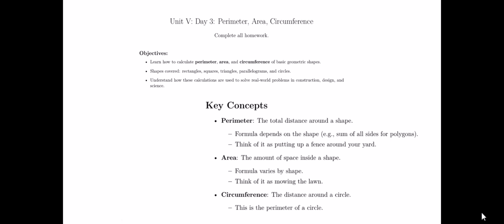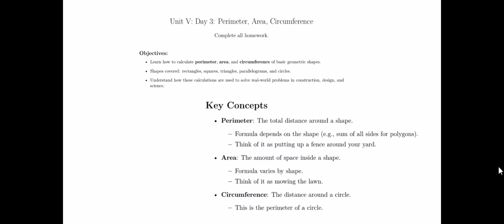Welcome to Unit 5, Day 3, Perimeter, Area, Circumference. After this lecture, you'll be able to complete all of your homework. In this lecture, we're going to learn how to calculate perimeter, area, and circumference of basic geometric shapes. We're going to talk about rectangles, squares, triangles, parallelograms, trapezoids, and circles.